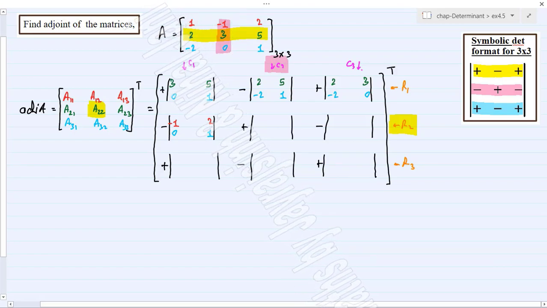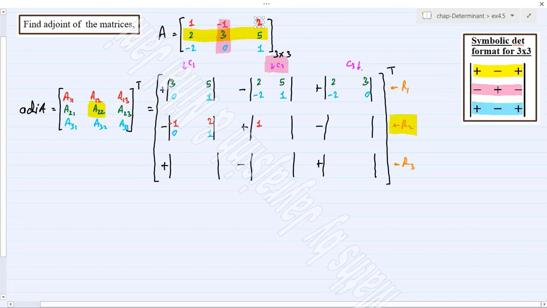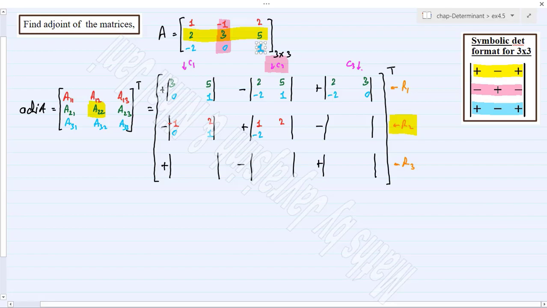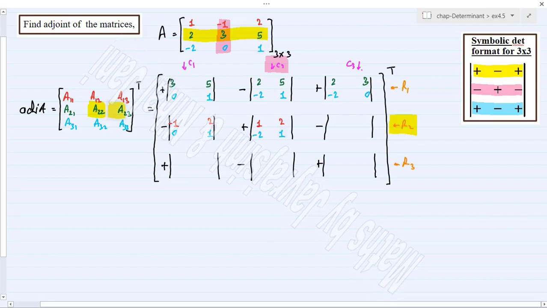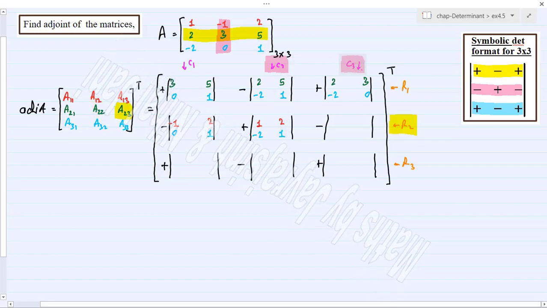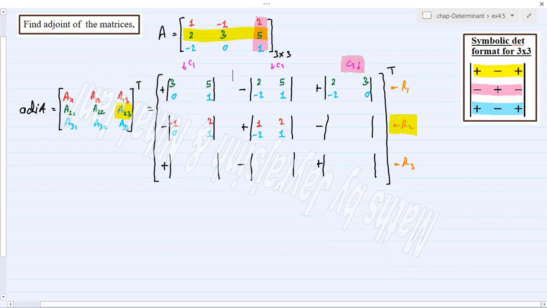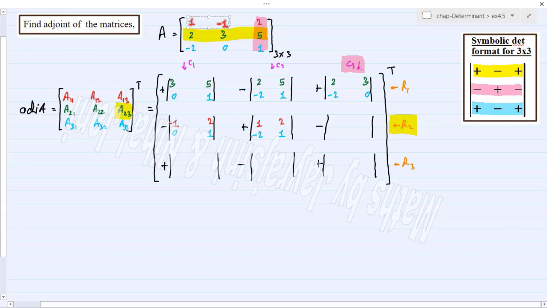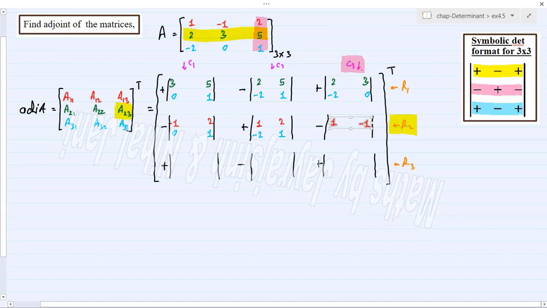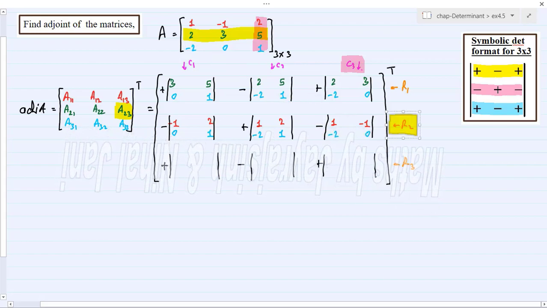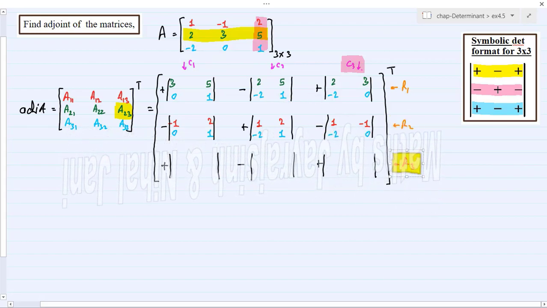So ignore second row and second column. So you will get 1, 2, minus 2 and 1. The last minor of second row is in third column. So ignore second row and third column and you will get 1, minus 1 and minus 2, 0. Now let's get minor of last element.